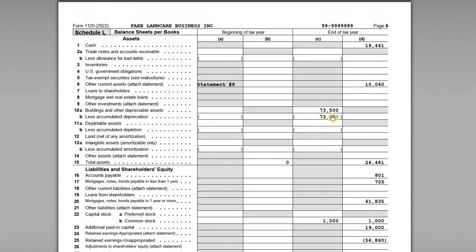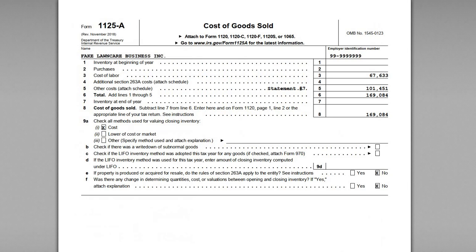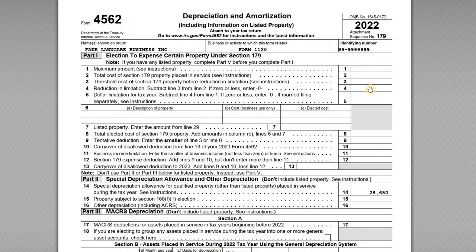Now, the buildings and other depreciable assets, so if we have a look at our depreciation schedule, we'll see that we added the $73,500 in fixed asset purchases. So that's the F-250, the trailer, the mowers, and then we are taking bonus depreciation for the full amount. So let me jump down to the 4562 so we can have a look at that. So 4562, pages 1 and 2 are where we enter all the information here.